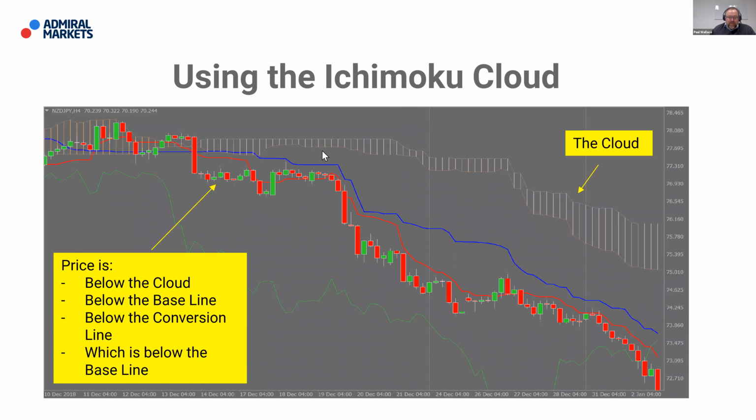And here's an example. This is Kiwi yen on the 4-hour chart. You can see the cloud here, and price is below the cloud. The cloud has turned negative. It's also beneath the baseline, the blue line here. It's also beneath the conversion line, and the conversion line is also beneath the baseline. So you've got those four elements: price, conversion line, baseline, and cloud, all in alignment. And that's what you're looking to do.